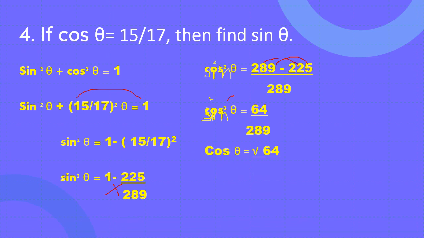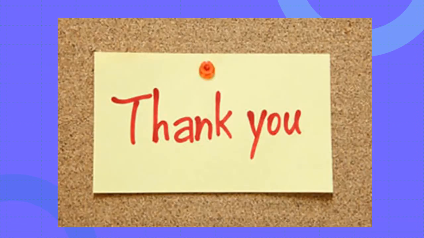So sine theta will be square root of 64 upon square root of 289. So finally we'll get sine theta as 8 upon 17. This will be sine theta. Okay, so sine theta will be 8 upon 17. So this is our final answer. Thank you.